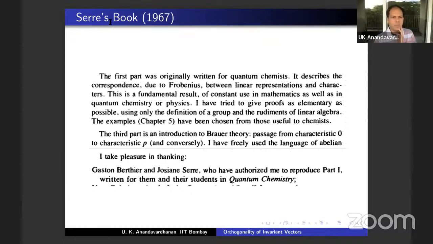And this is a classic book. First edition was in 1967. And the book has 3 parts. The first part is very basic characteristic zero representation theory. The second part is again characteristic zero theory, but slightly advanced topics. And the third part, what he calls Brauer theory, which is exactly the P modular representation theory.